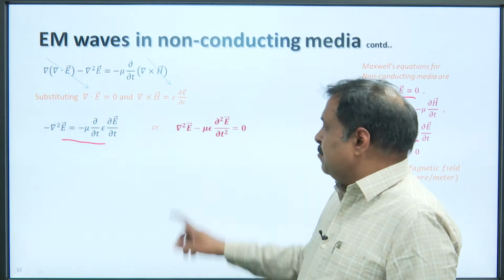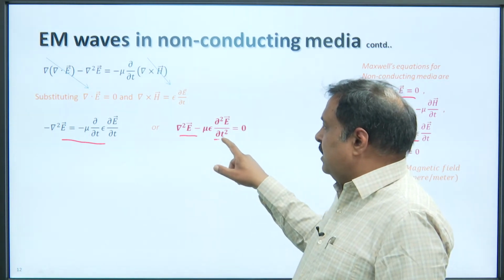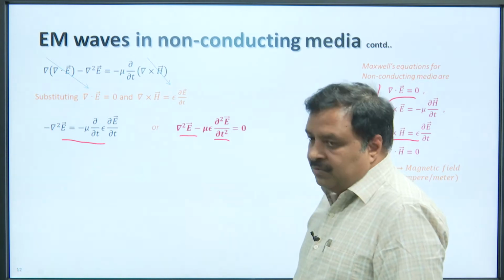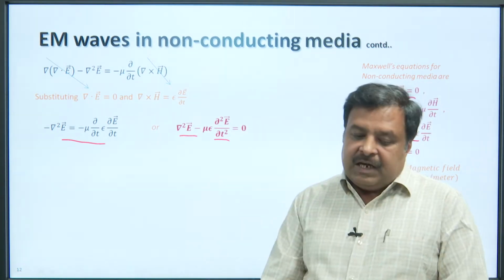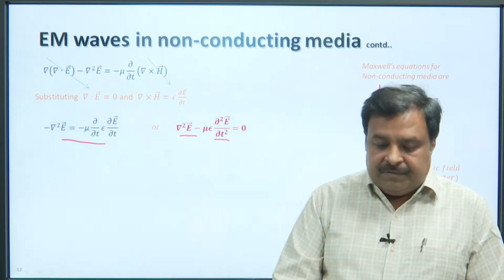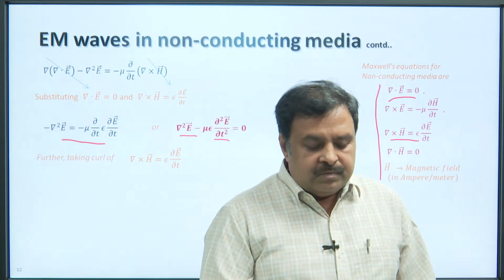we get del square E minus mu epsilon delta 2 E by delta T square equal to 0. A similar equation we can obtain for the magnetic field also. So, let us see how.